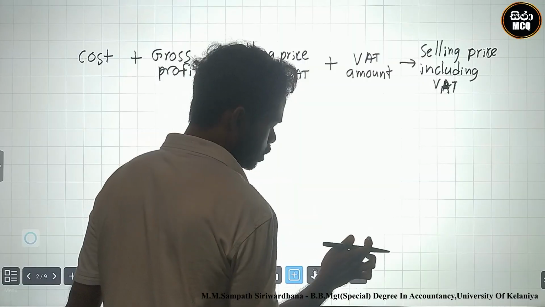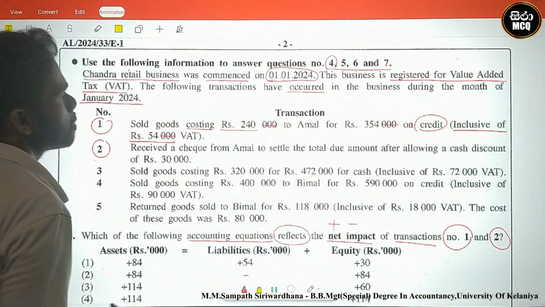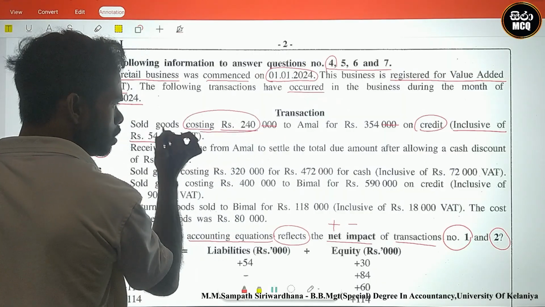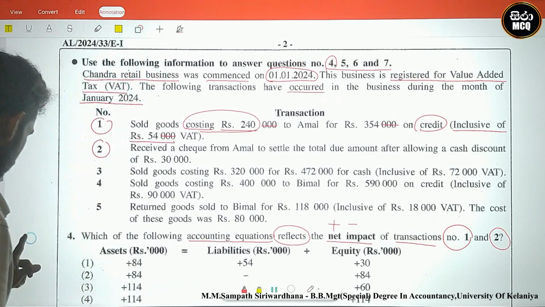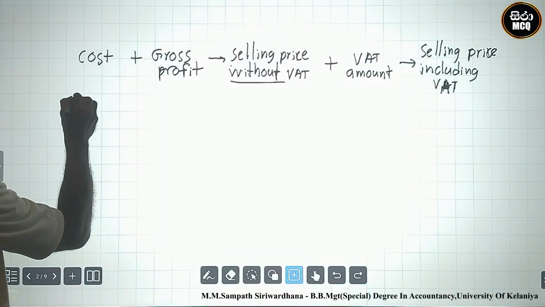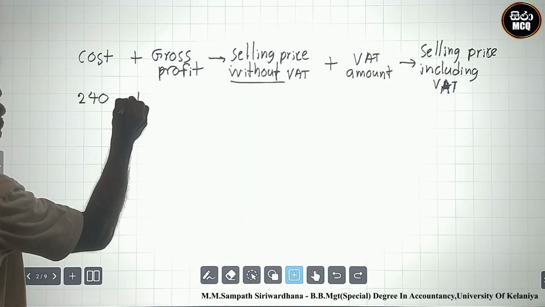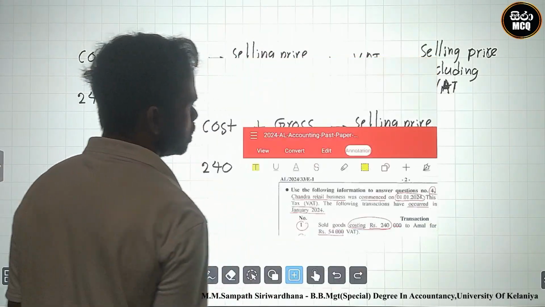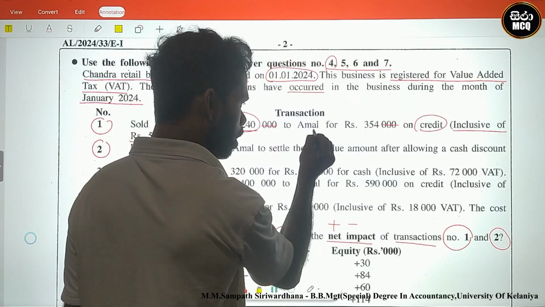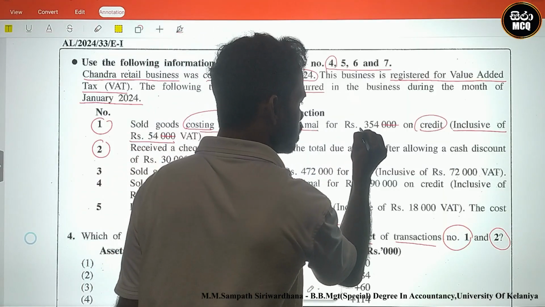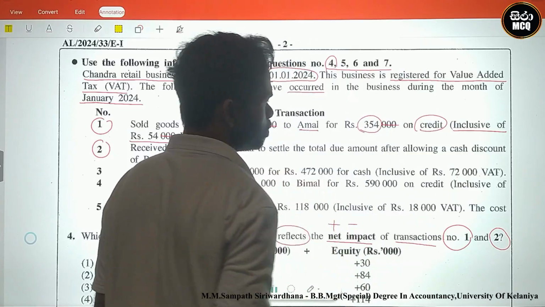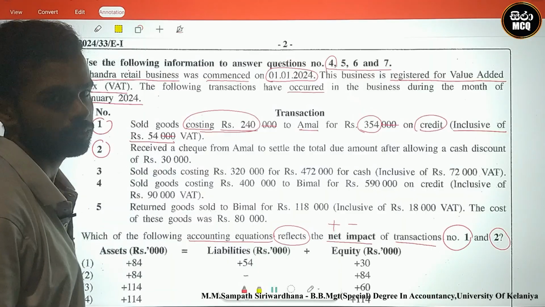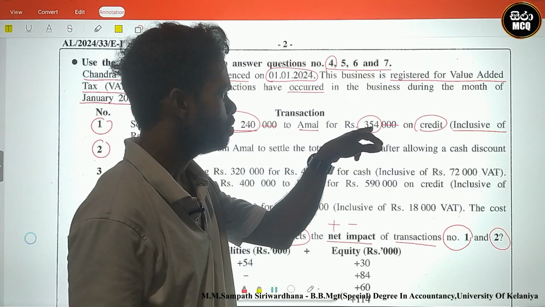This is the question in the PDF. Look here. Sold goods costing 240. Cost value 240. Cost is 240. Next point, 240 to Amal for 354,000 on credit, inclusive of 54,000 VAT. This is which amount?